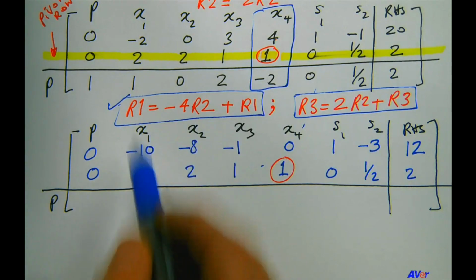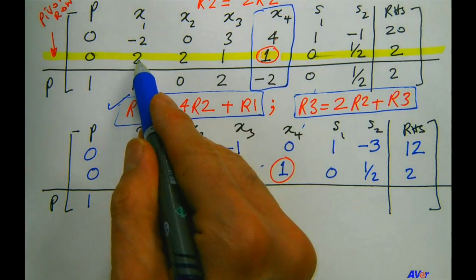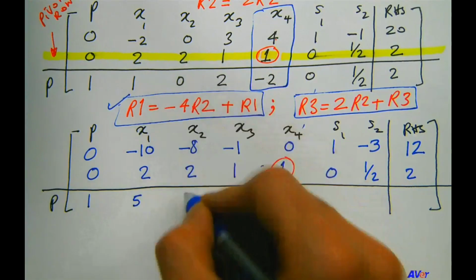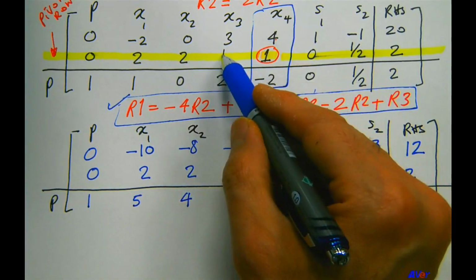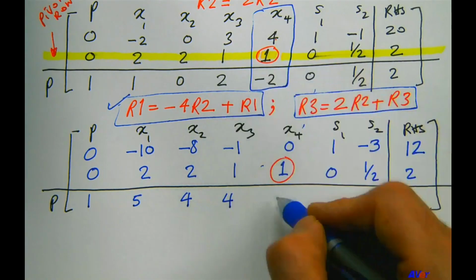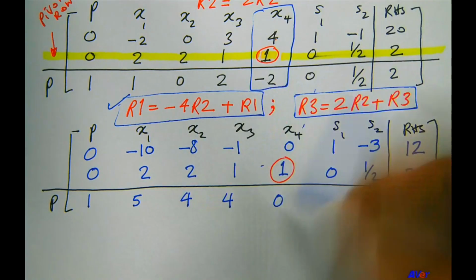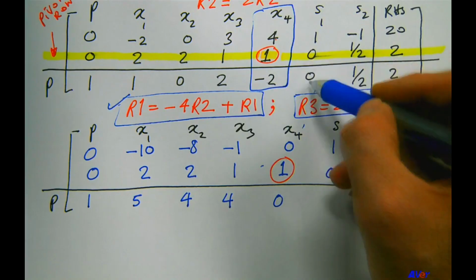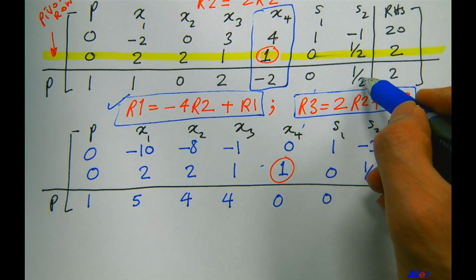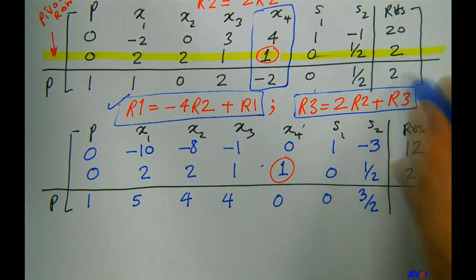So let's do that. 2 times 0 is 0, plus 1, 1. 2 times 2 is 4, plus 1, 5. 2 times 2 is 4, plus 0, 4. 2 times 1 is 2, plus 2, 4. 2 times 1 is 2, plus negative 2, 0, which is what we intended, to get rid of this negative, right? And we just did that. 2 times 0 is 0, plus 0 is 0. 2 times 1/2 is 1. 1 plus 1/2 is 3/2. 2 times 2 is 4, plus 2 is 6.